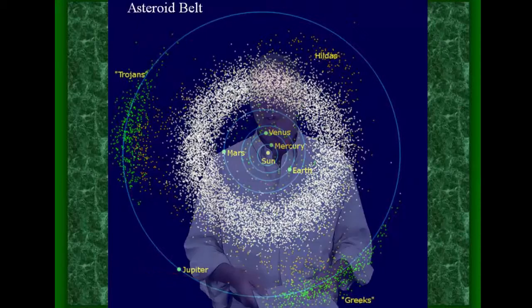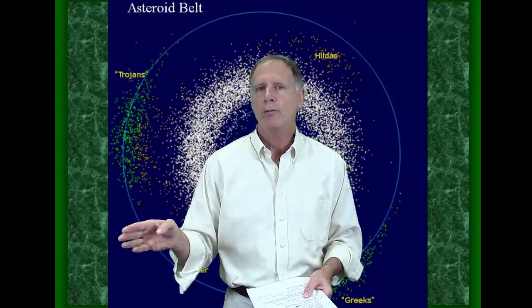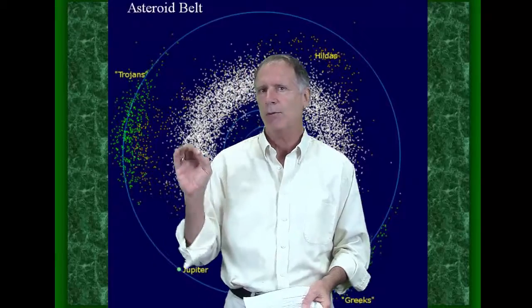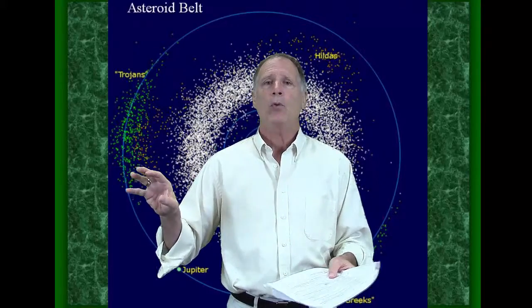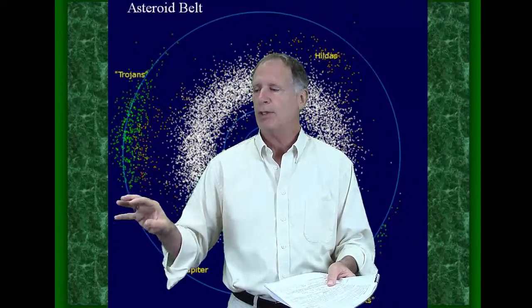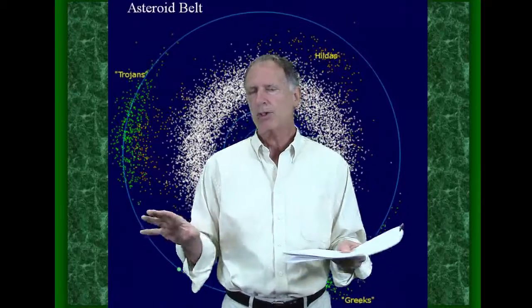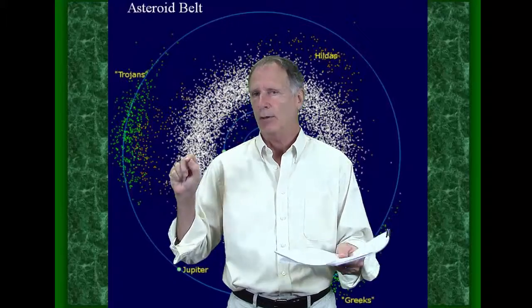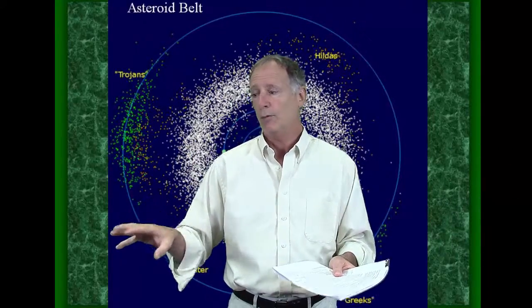And the Trojans exist in what we call Lagrangian points. Now, a Lagrangian point is this area in Jupiter's orbit, where anything that gets in that particular position, and you can see they're on both sides of Jupiter, is very stable. They exist out there for practically forever, orbiting with Jupiter.